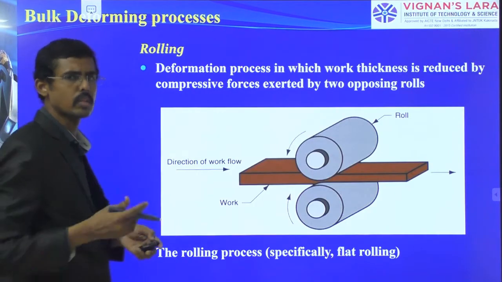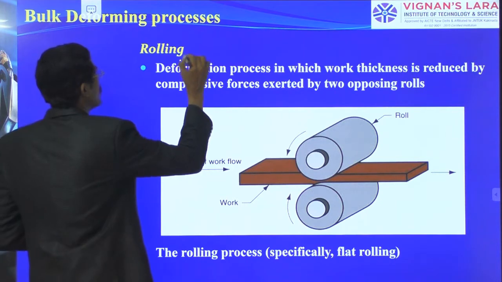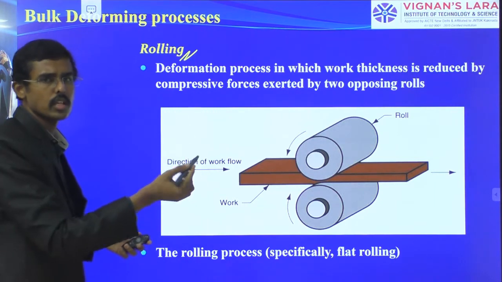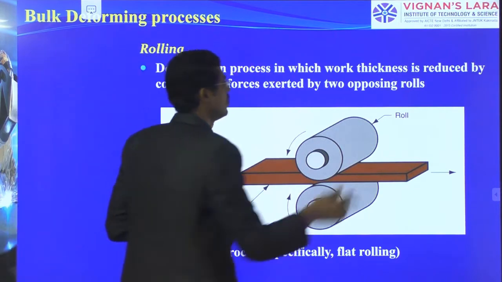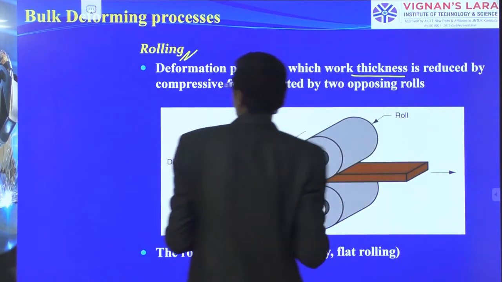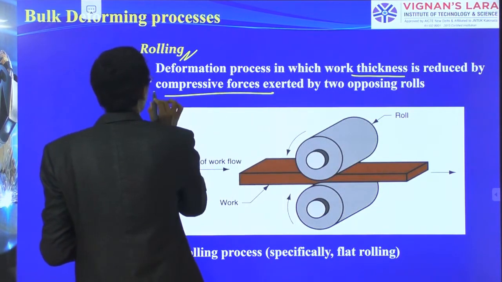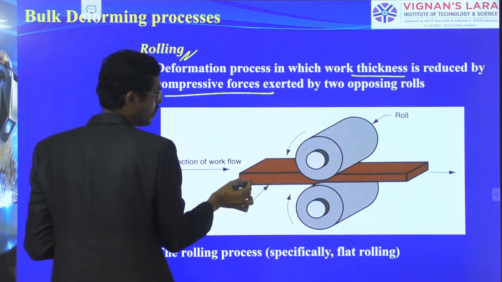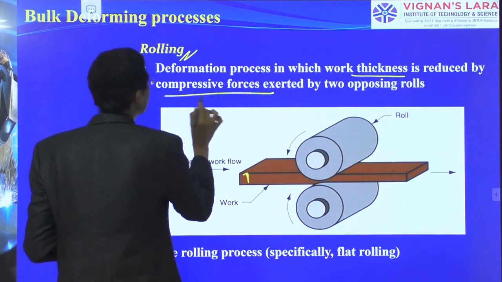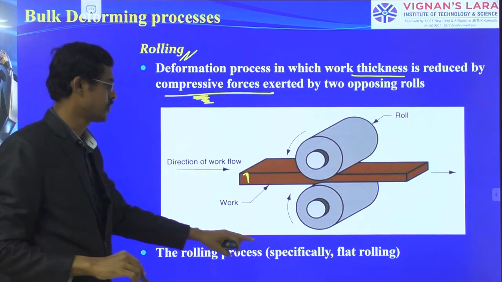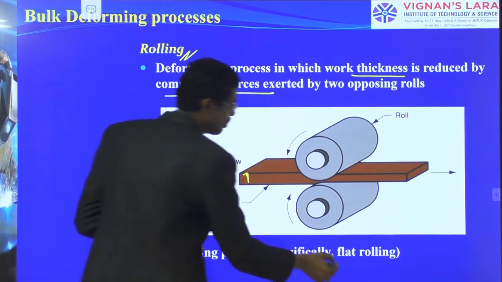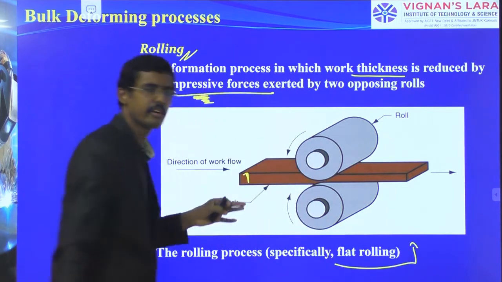Now we will start one by one. We will see rolling first, and next forging and extrusion. Rolling is a deformation process in which the work thickness is reduced by compressive force. The thickness is being reduced by compressive force. This is about flat rolling operations.